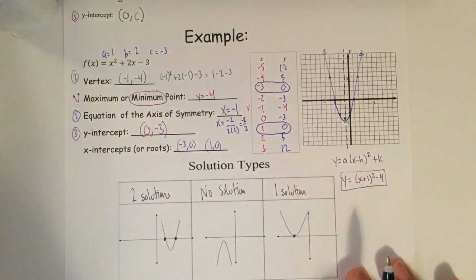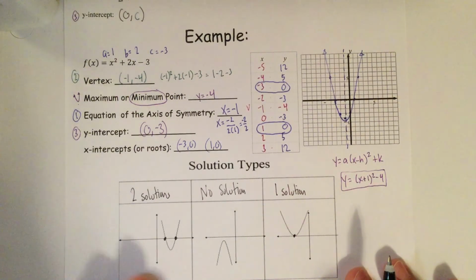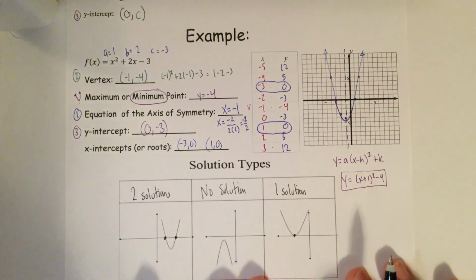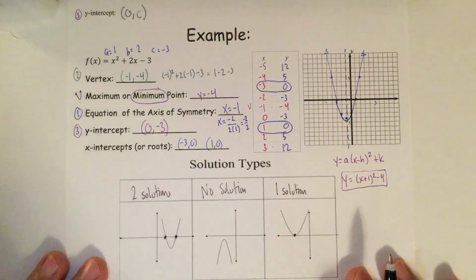Okay. So like this would be (x, 0), (x, 0). This would have no solution, and this would be (x, 0). In case you're curious.